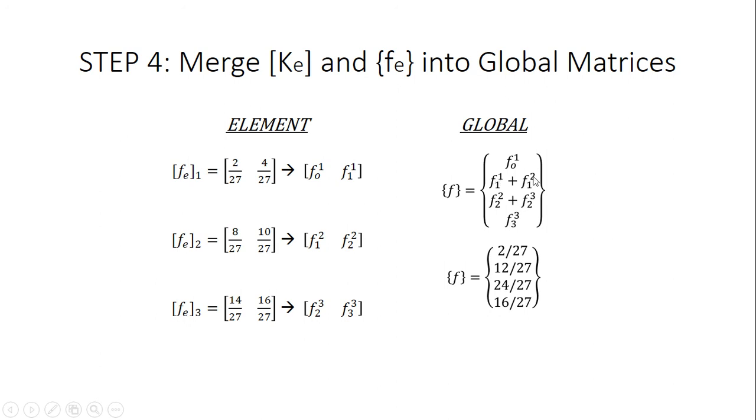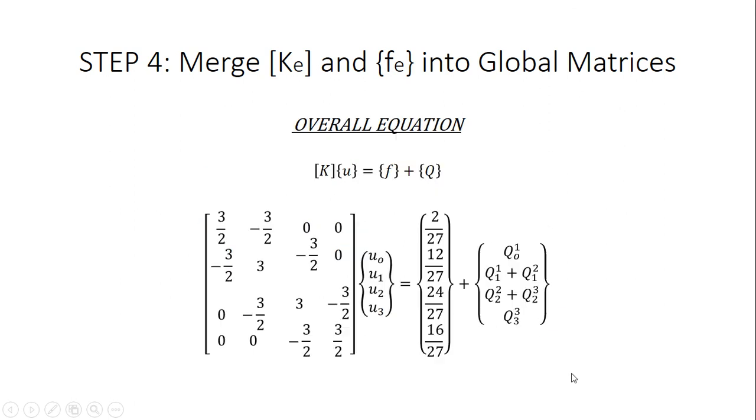Remember, again, element 1 and element 2 share a node, which is why we're adding these two components together. Element 2 and element 3 share a node, which is why we're adding these two together. If you add everything together, this right here is your final global F matrix. Next, we are going to plug these into our overall equation.